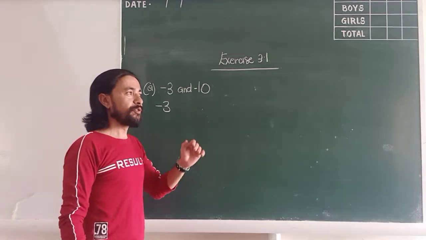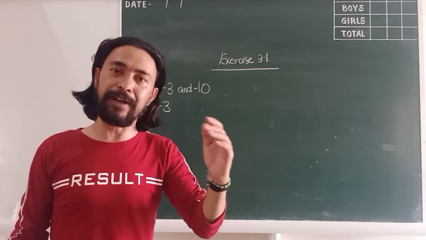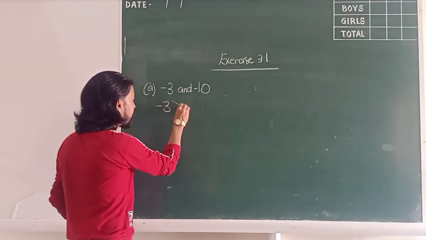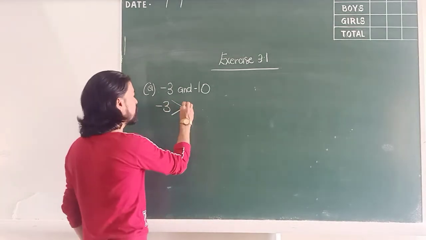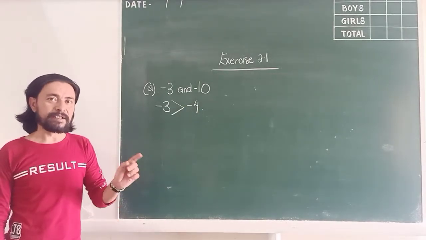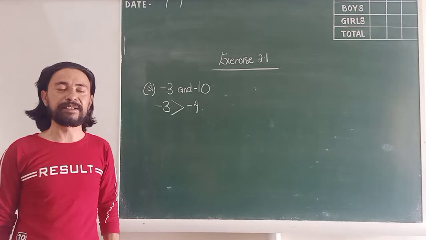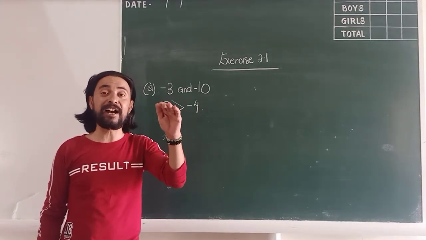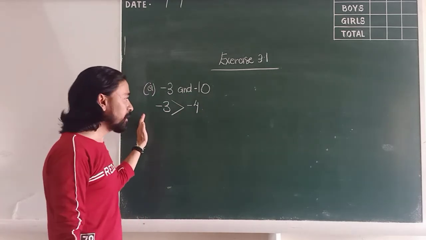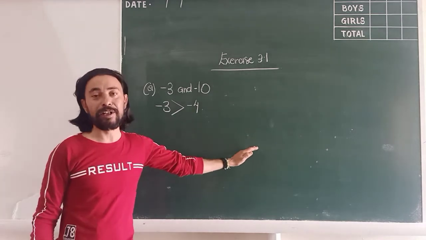Now in negatives, for the value to decrease, the number has to grow bigger, because the bigger the number, the value is lesser. So after -3, what will be smaller than -3? -4. In negatives, the greater the number, the lesser is its value. So -4 is smaller than -3. Decrease means I have to write in order from big to small, in decreasing order.